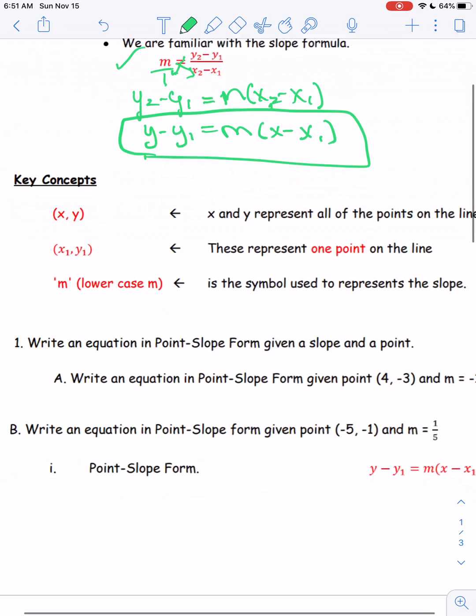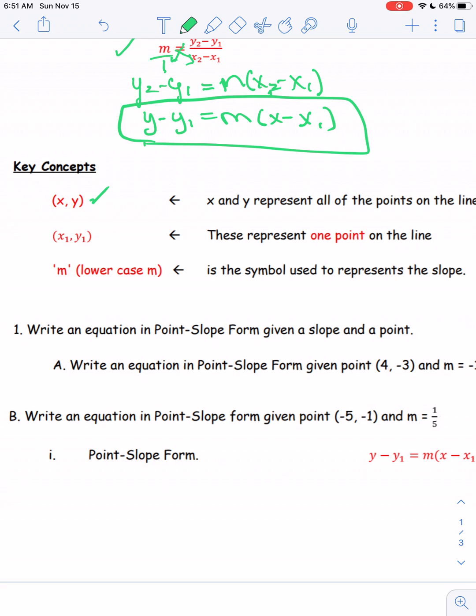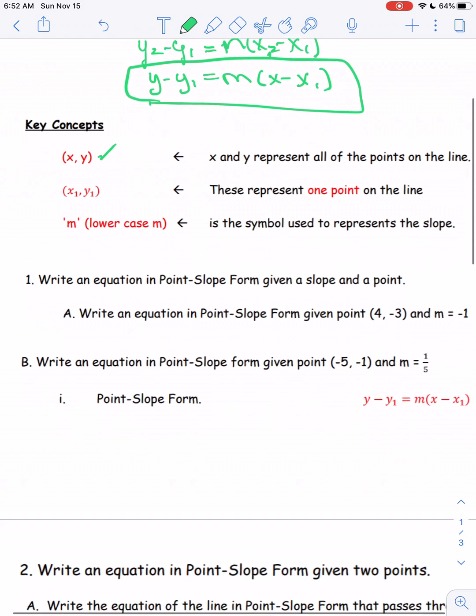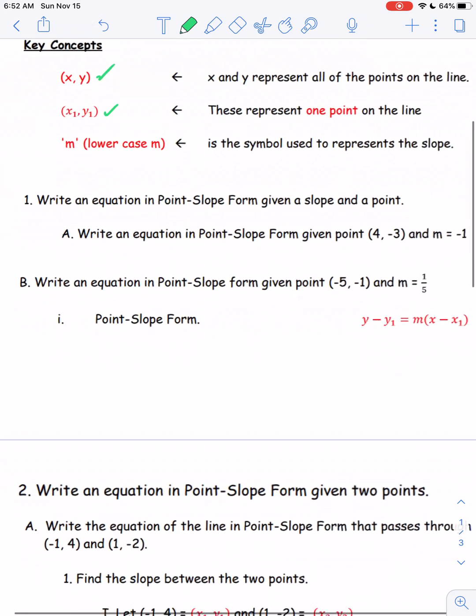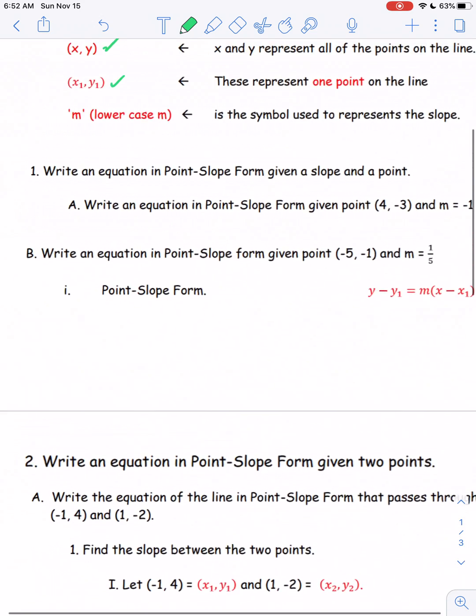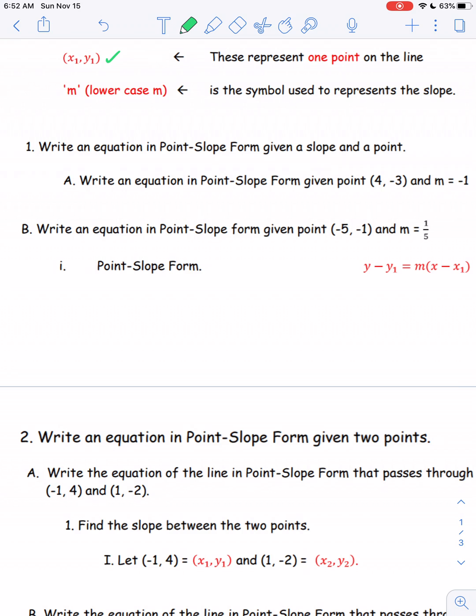Super easy. So again, the x and y without the sub 1 are our variables, and they represent all the points on the line. The x sub 1, y sub 1 represents just the one given point. And we all know that the m is the slope of our line. So here we go again. The formula is y minus y sub 1 equals m times the quantity x minus x sub 1. And here's our x sub 1, y sub 1, and here's our m.